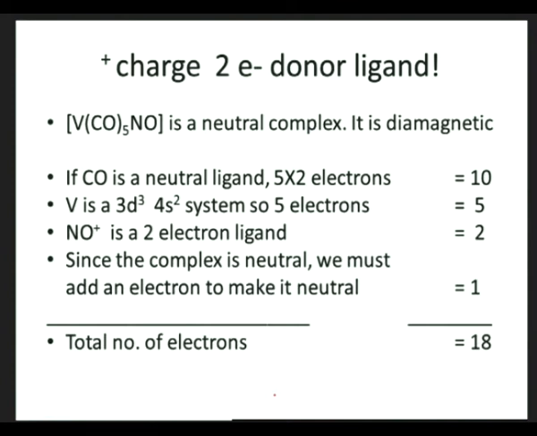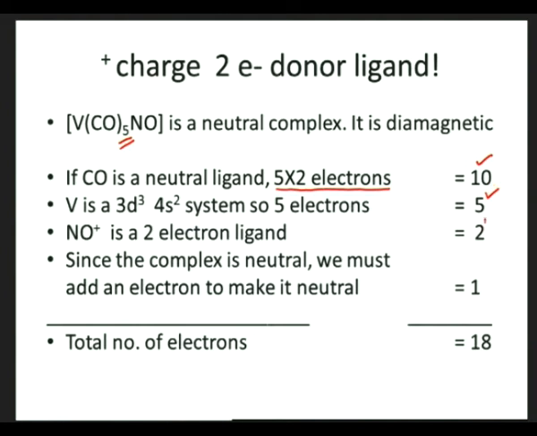Carbon monoxide is a neutral ligand, each carbon monoxide gives 2 electrons. So, because we have 5 carbon monoxides on this metal complex, we end up adding 10 valence electrons to the system. So, we have added 10, and then we note that vanadium is a 3d3 4s2 system. So, we have a total of 5 electrons on the vanadium. If NO is behaving as NO plus in this molecule, then NO plus is a 2 electron ligand.